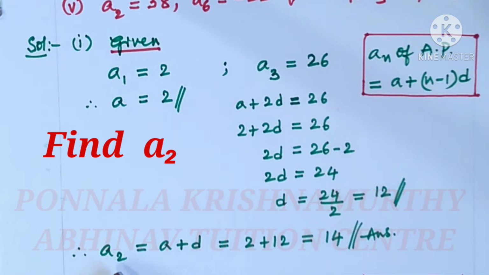We have to find out A2. A2 is equal to A plus D. That is equal to, in place of A, we substitute 2 plus D is nothing but 12. That is equal to 14. So, A2 equal to 14 is the answer.